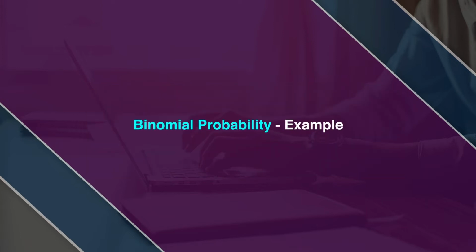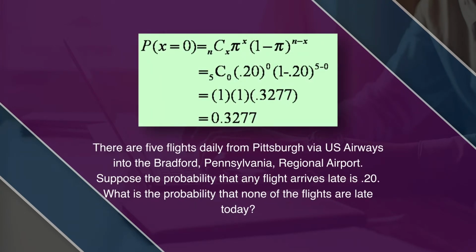If you talk more about the binomial probability, there are 5 flights daily from Pittsburgh via US Airways into the Bradford, Pennsylvania Regional Airport, and suppose the probability that any flight arrives late is 20%. What is the probability that none of the flights are late today?